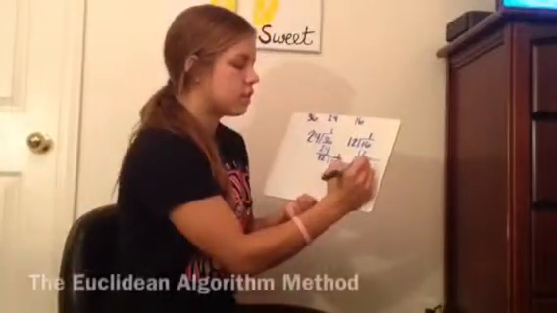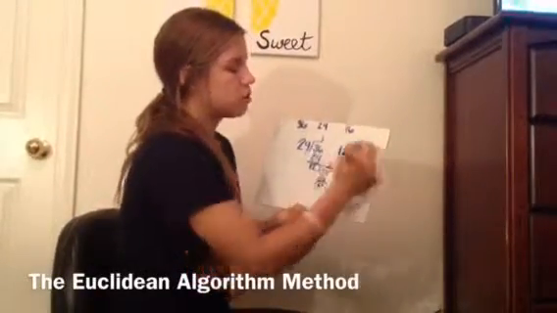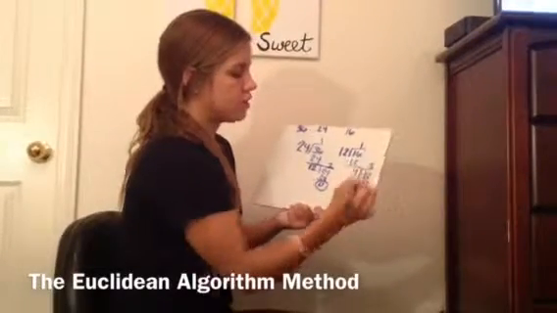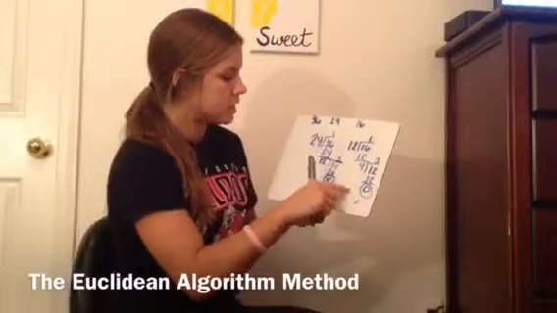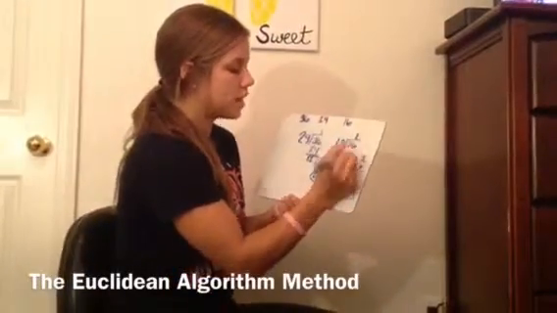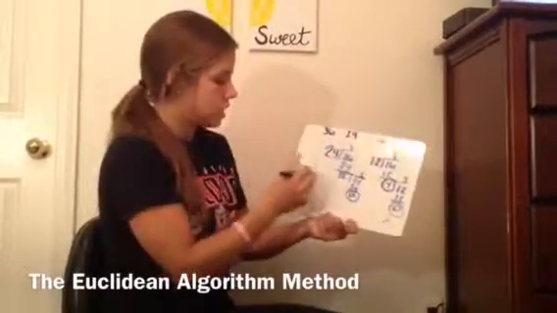So then you're going to take the 4 and divide it into 12. So 4 times 3 gives you 12. And you're left with the remainder of 0. So what you do is you look back and see what number were you left with last, which was 4. So that is your answer. The answer is 4. The greatest common factor of 36, 24, and 16 is 4.